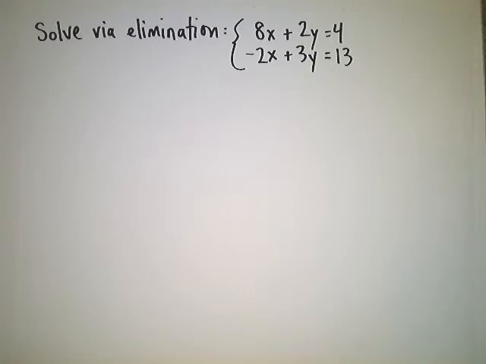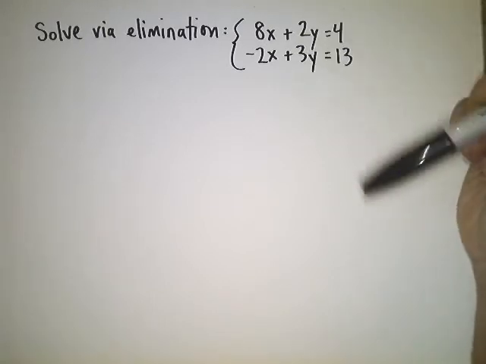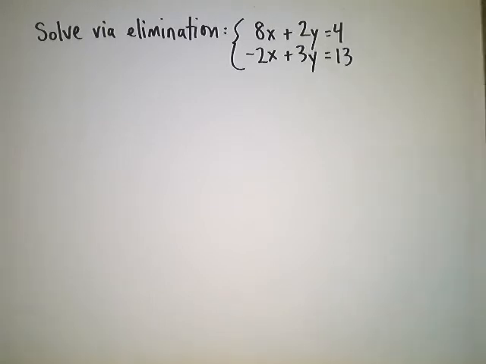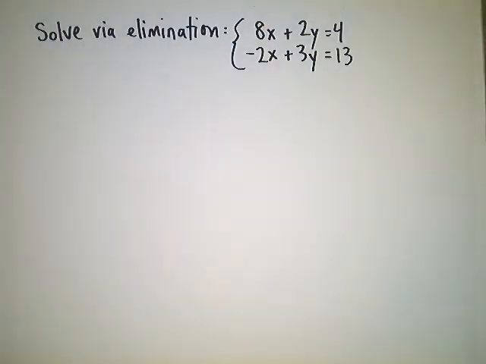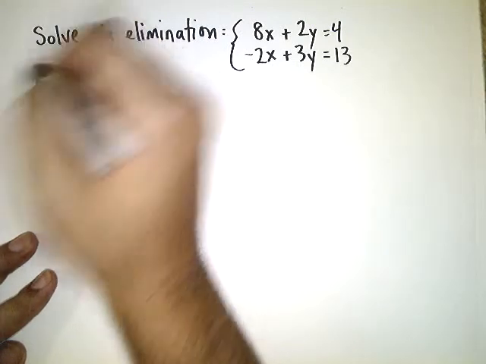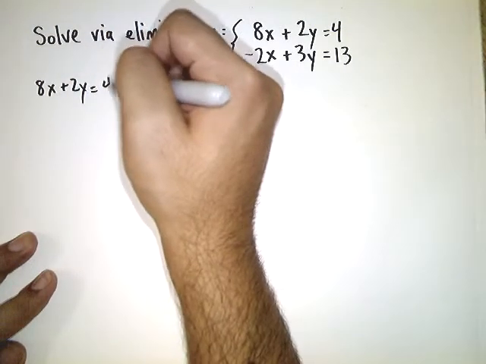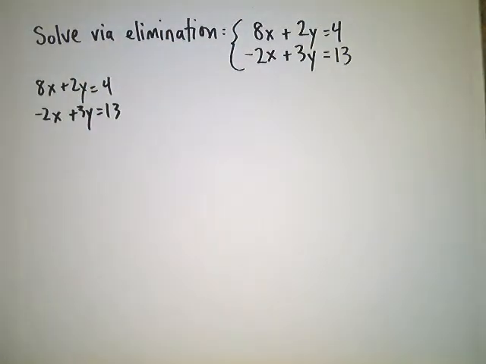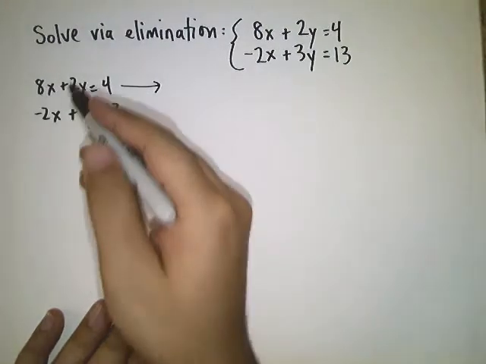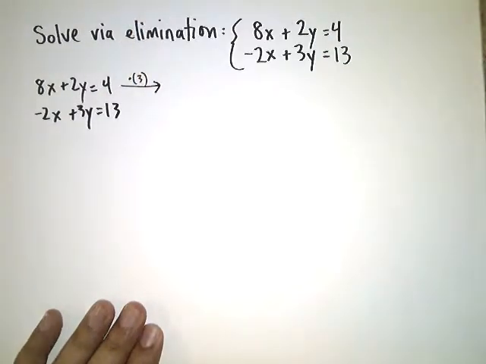We want the same coefficient with different signs. I think the easiest thing to do is to try to get 2 and 3 to become 6 and negative 6. Okay, so let's see. Let's start with 8x plus 2y equals 4, and minus 2x plus 3y equals 13. Now, if I wanted to get this 2y to become a 6y, what should I multiply this top equation by? Yep, I'm going to multiply this top equation by 3.